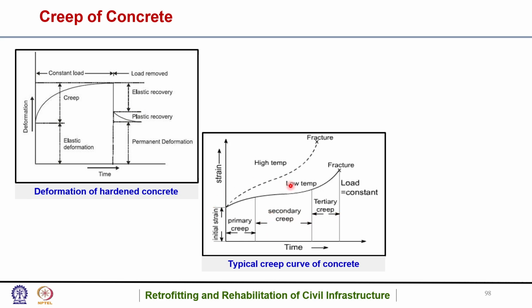These are basically the inflection points, where the curve changes its pattern. From concave it becomes convex, and from convex it becomes concave, and it changes again. So that is the inflection points. Based on those, we can term those portions of the graphs as primary creep, secondary creep, and tertiary creep. This is the low temperature creep curve, and this is the high temperature creep curve, and finally fracture occurs. And it is under constant load.